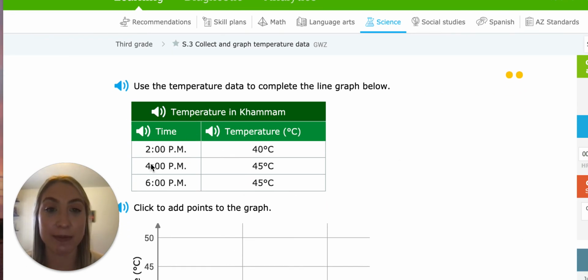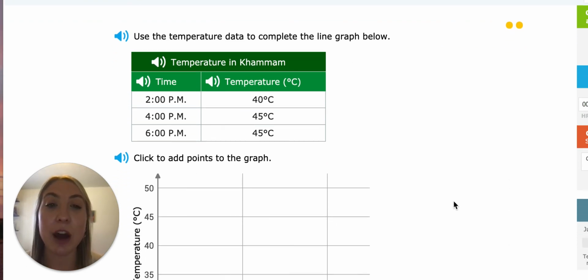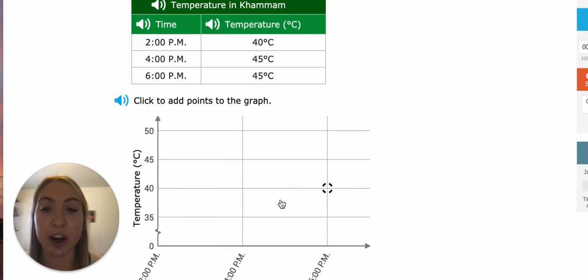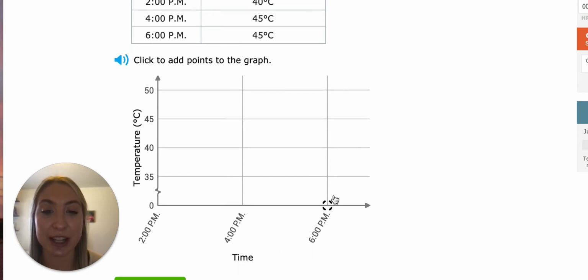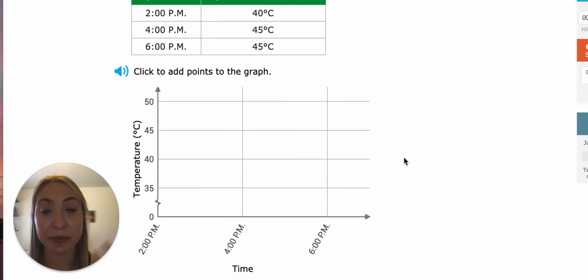So now, here's the chart that we just did. Now we have to put it in a line graph. So the first thing here are the temperatures. So this line is all the temperatures, and this line down here represents the time. So it's 2 p.m., 4 p.m., 6 p.m. So the first thing I'm going to do is find my 2 p.m., which is 40 degrees Celsius. So this has to match.